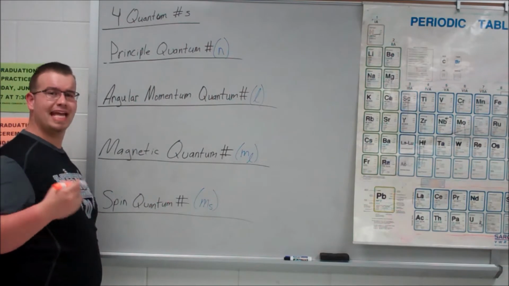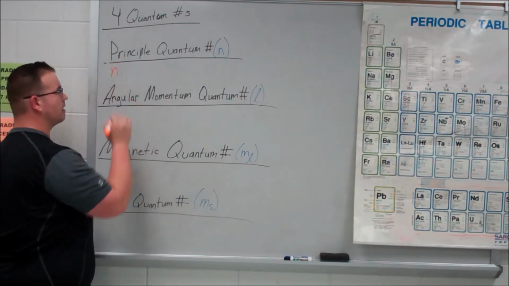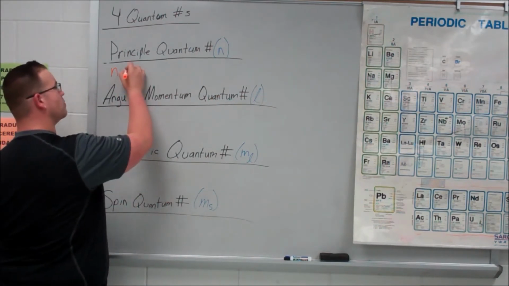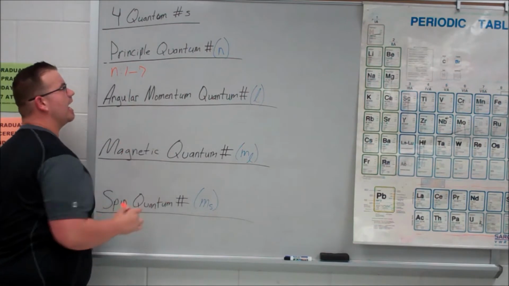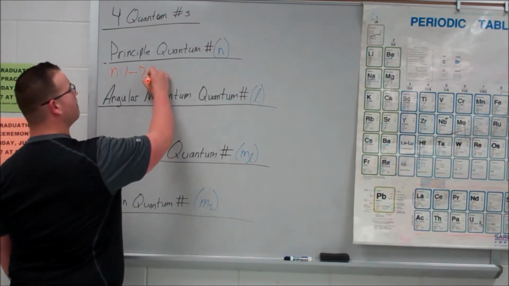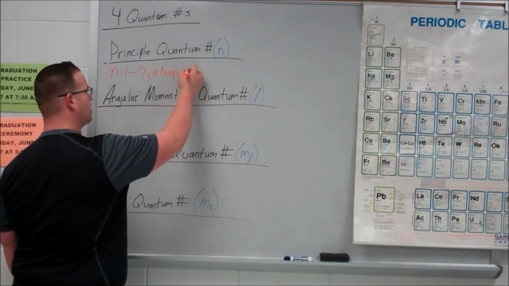Now, n, a principal quantum number, can carry a range of 1 to 7. So the number's 1 to 7. And it will be a whole integer. It'll never be a decimal. It'll never be a fraction. Always a whole integer.